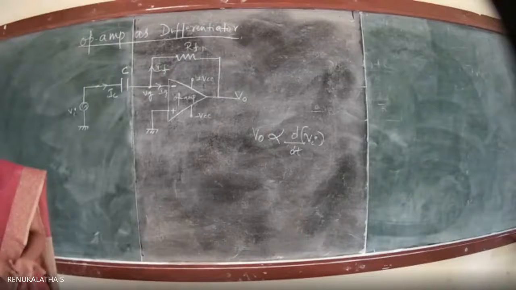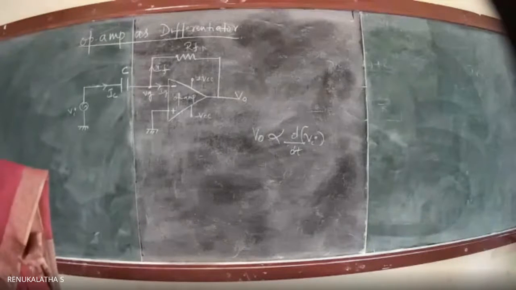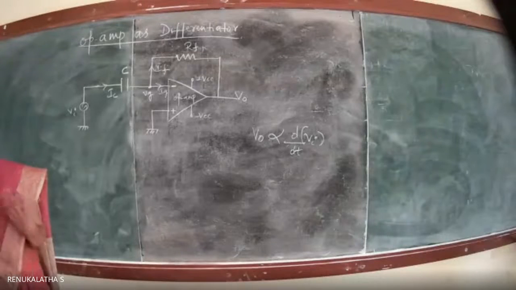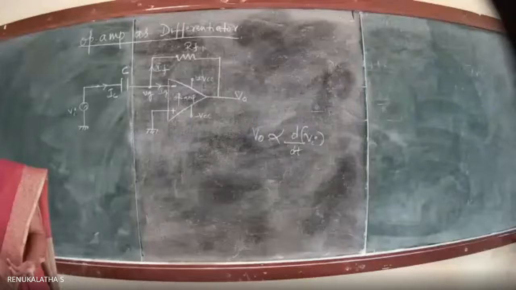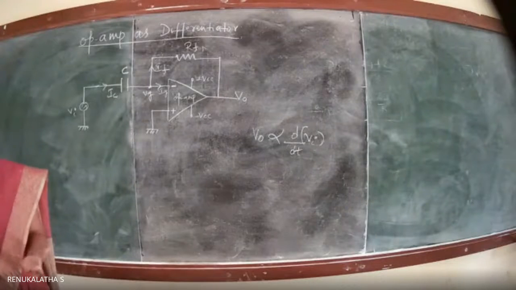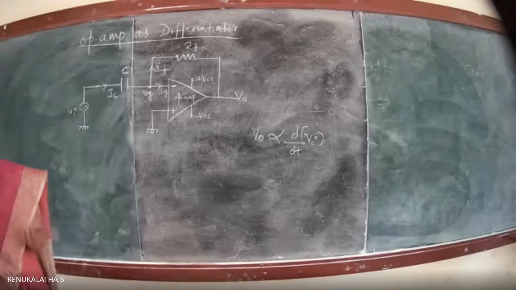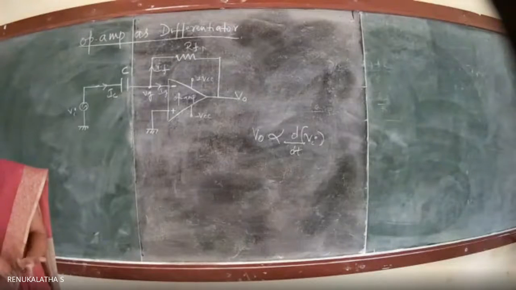That is the meaning of differentiator. It should differentiate. It should work as a derivative. So you know the meaning of differentiation or derivative. So it should work as a derivative of the input. Output should be derivative of the input, or it should be differential of the input. Then only we can say that op-amp is working as a differentiator.